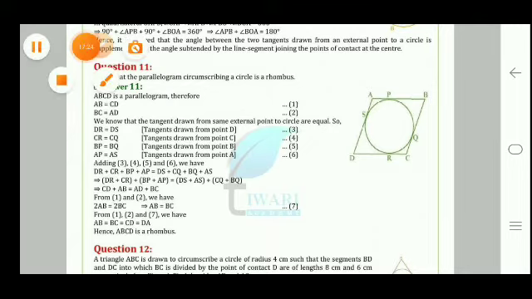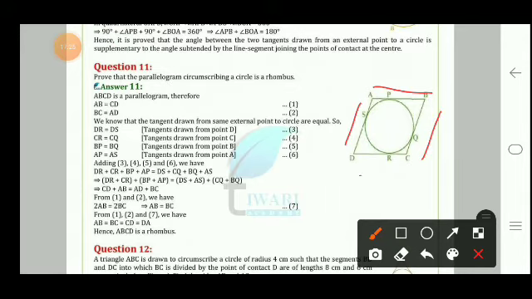When ABCD is a parallelogram, as we know, in a parallelogram opposite sides are equal. So we have AB equals CD, AD equals BC. Now, from the previous question, you remember, looking at this we can say here DR is equal to DS, tangents drawn from the point D, CR is equal to CQ, tangents drawn from the point C, BP is equal to BQ, tangents drawn from the point B, likewise AP is equal to AS, tangents drawn from the point A.